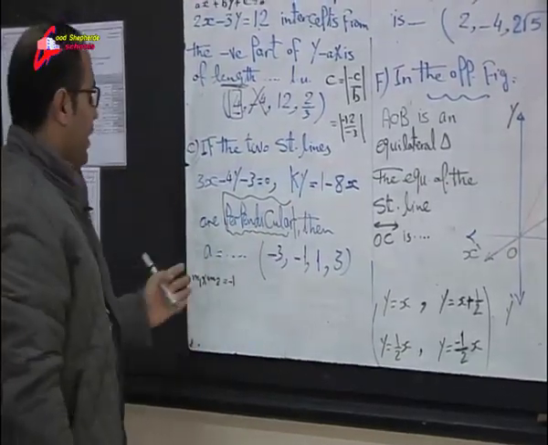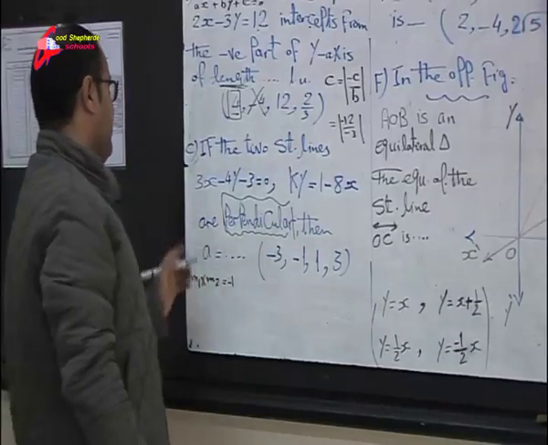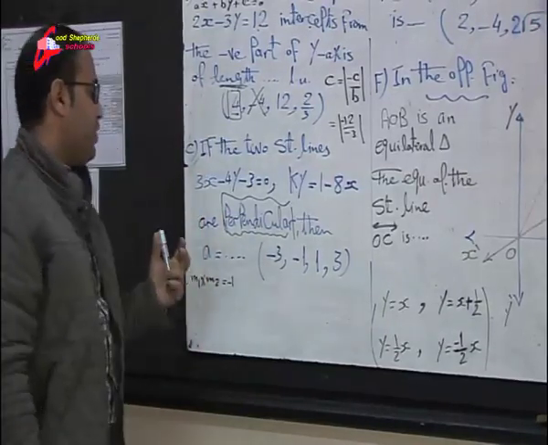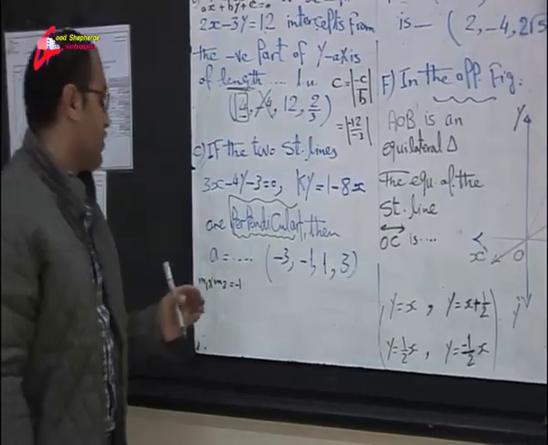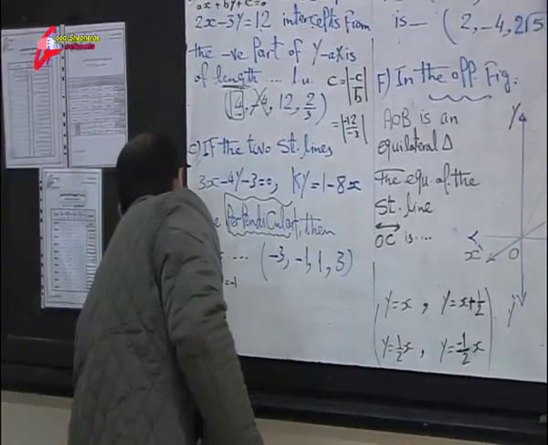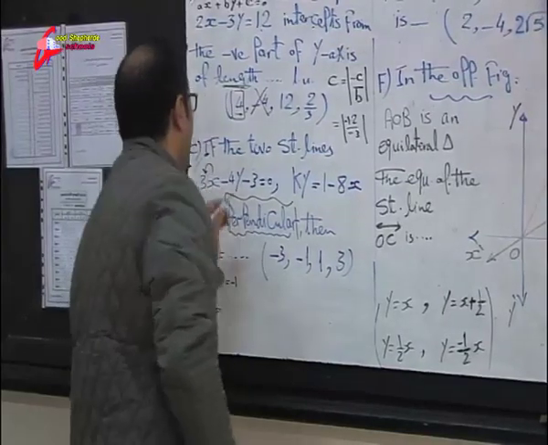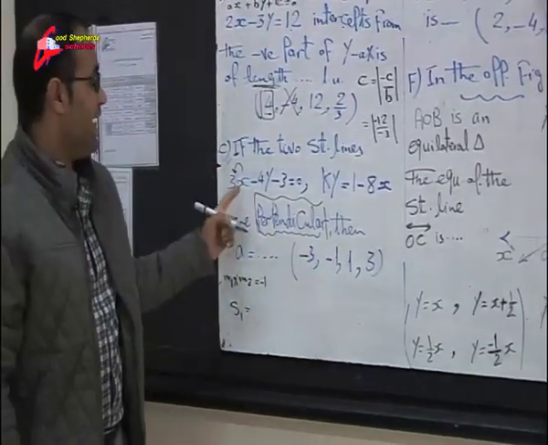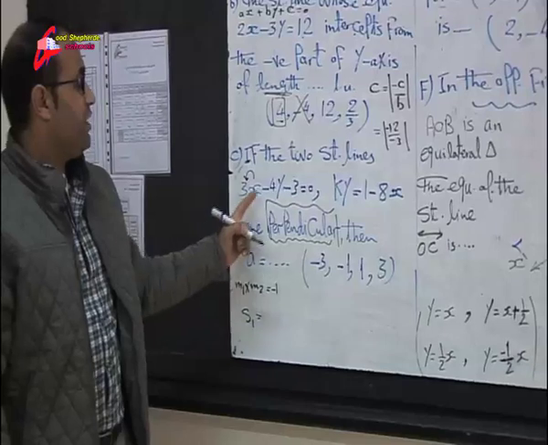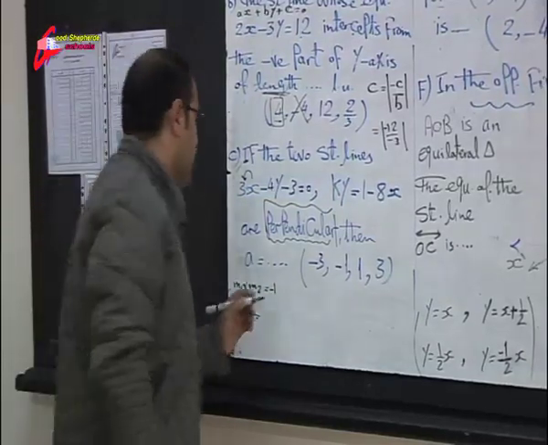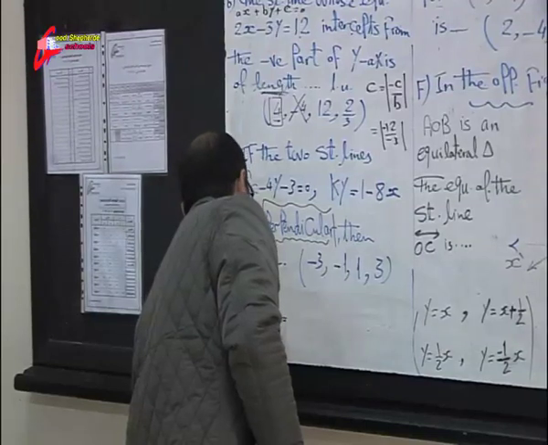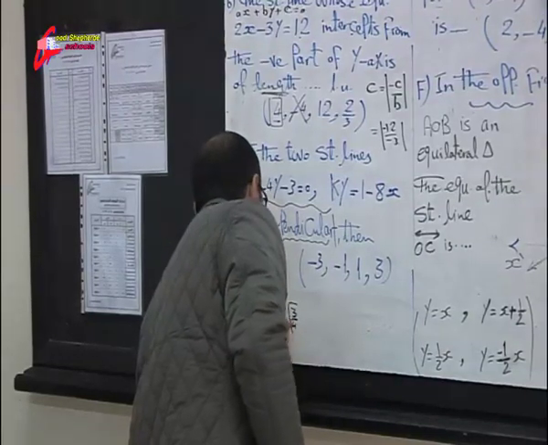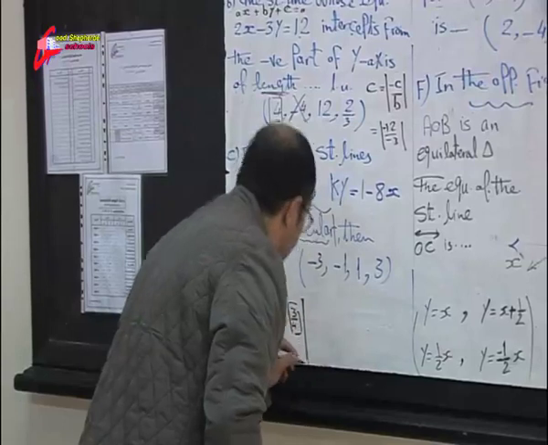Okay, we will apply this rule. The slope of the first equation is S1 equals negative coefficient of x over coefficient of y, when you have an equation. Negative coefficient of x means negative 3 over negative 4, so the answer will be 3 over 4. This is the first slope.